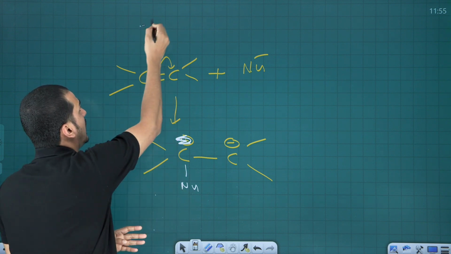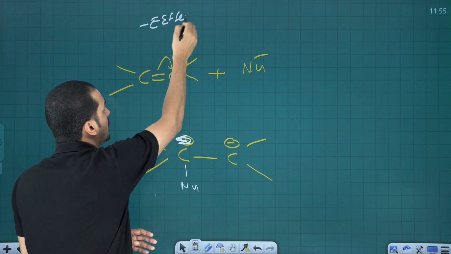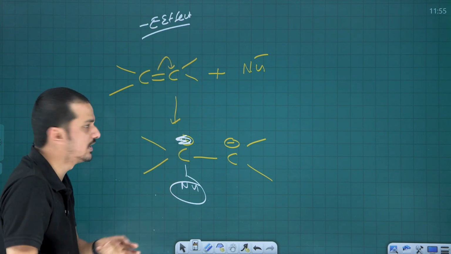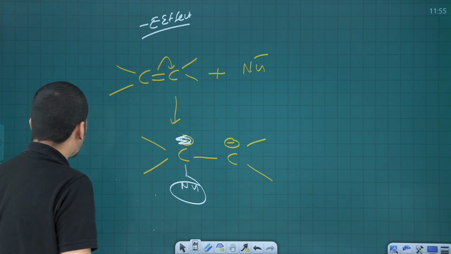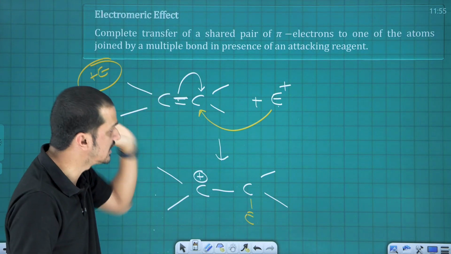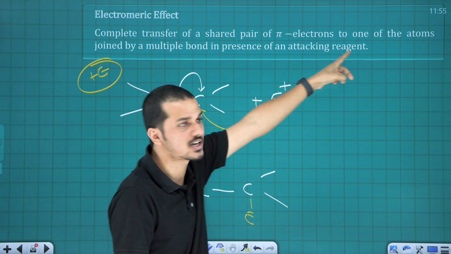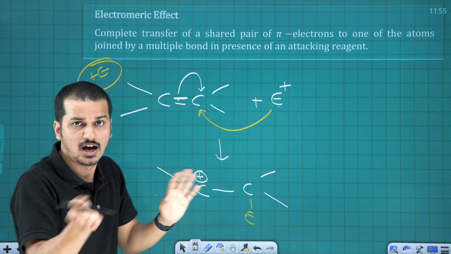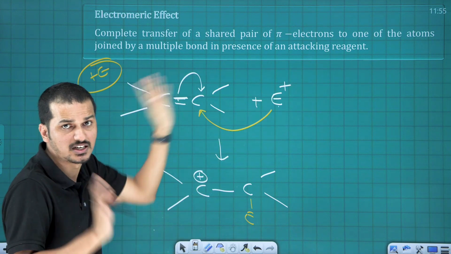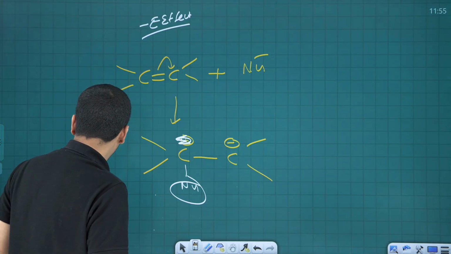This is what is called minus E effect. Whenever the attacking reagent, this nucleophile, leaves, it will go back. So it is a temporary effect. Here what is actually happening? The pi electrons are shifting toward one of the atoms joined by a multiple bond. Okay? Yeah. That's the idea of the electromeric effect.